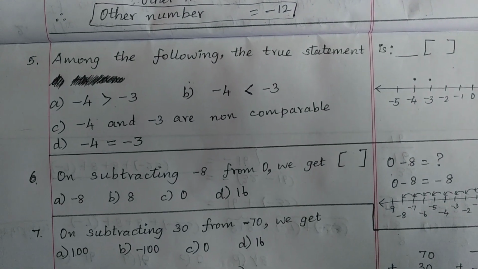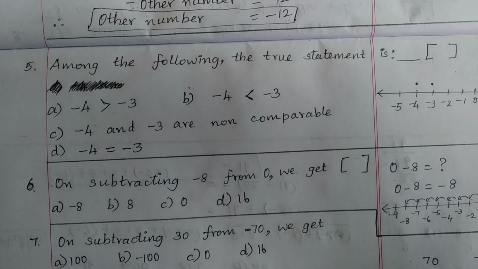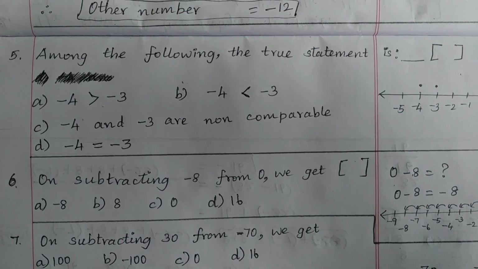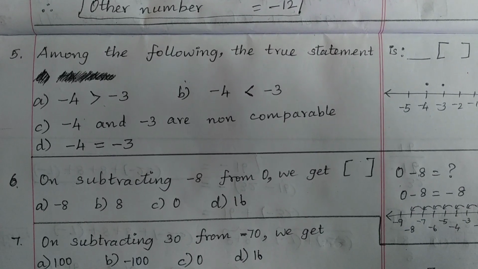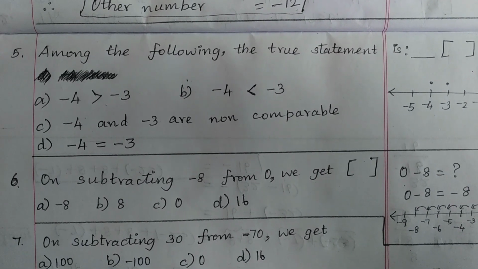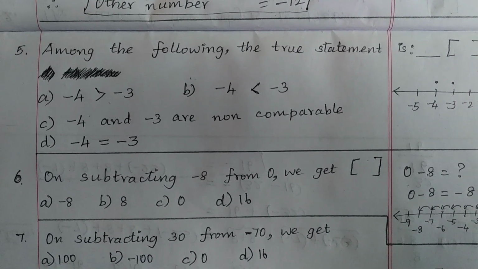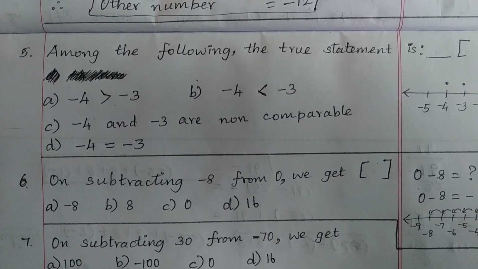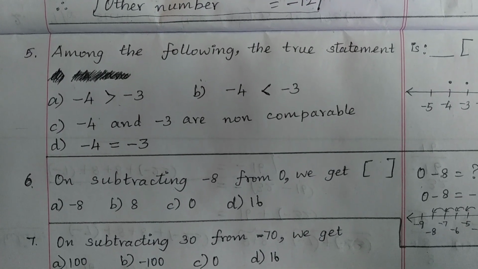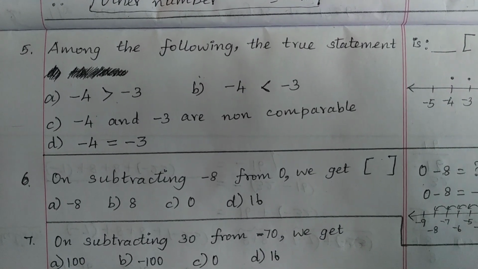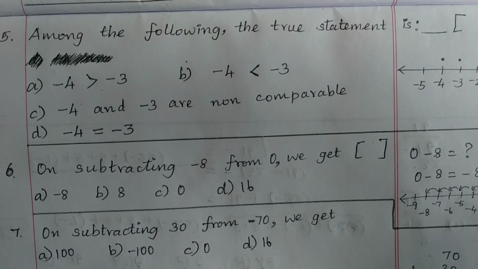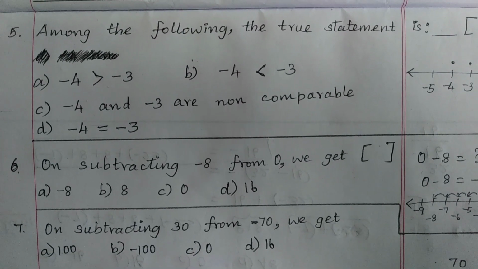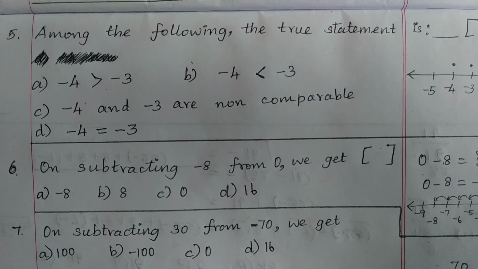Among the following, the true statement is dash. Four options are given. What are they? Minus 4 is greater than minus 3. Minus 4 is less than minus 3. Minus 4 and minus 3 are non-comparable. Minus 4 is equal to minus 3. We can clearly say that minus 4 is not equal to minus 3. I have told you to imagine the negative sign as loss. Loss of 4 will not be equal to loss of 3.